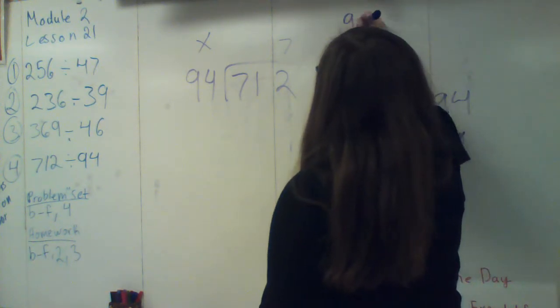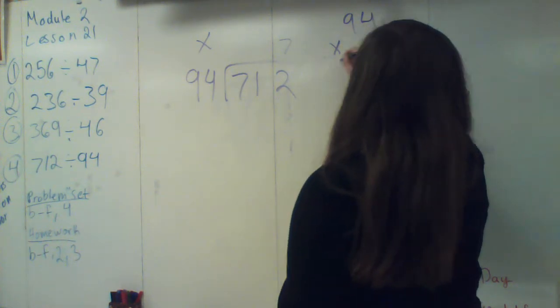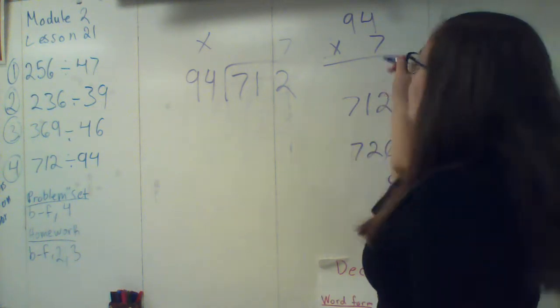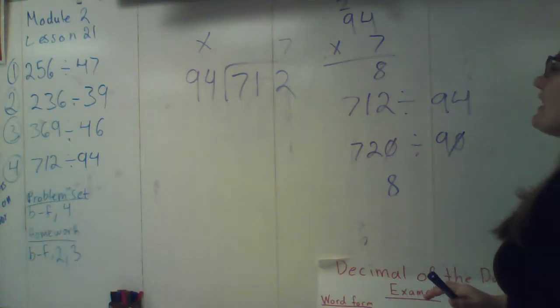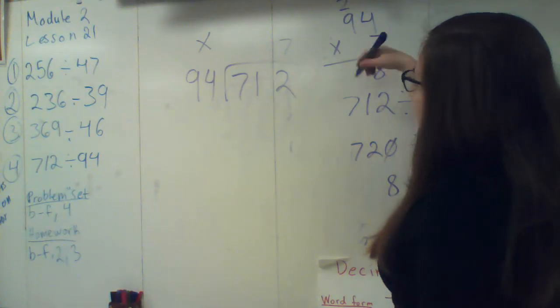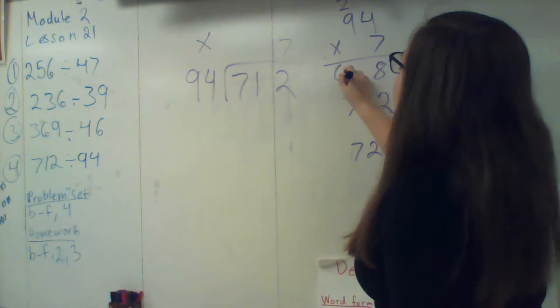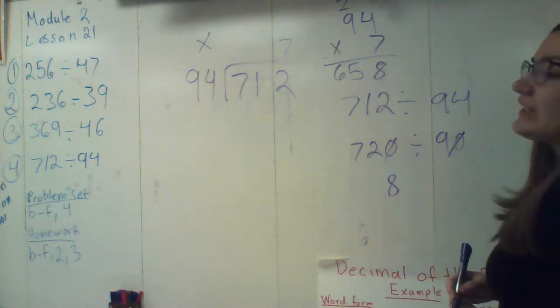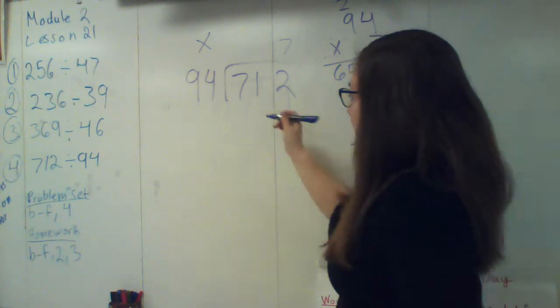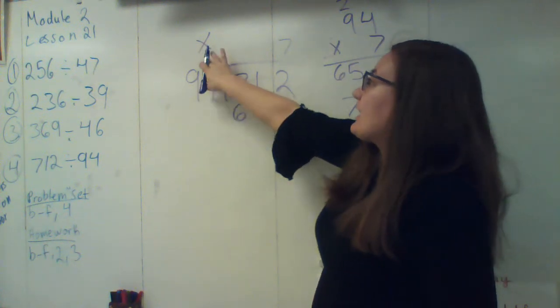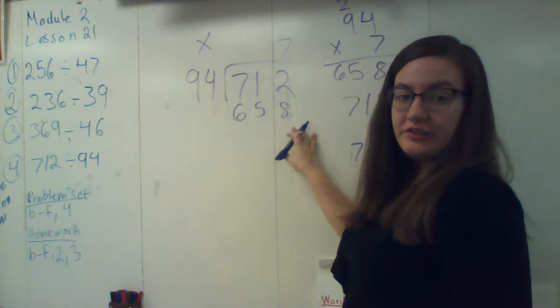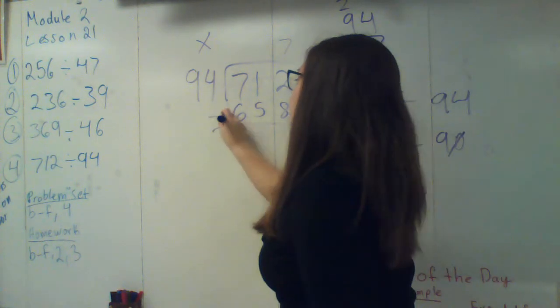So I'm going to do 94 times 7. So 4 times 7 is 28. So I carry the 2, I leave the 8. 9 times 7 is 63. 63 plus 2 is 65. So 658 does work. So I'm going to put that right here. So remember, I put 94 times 7, 658, and then I have to go ahead and subtract.